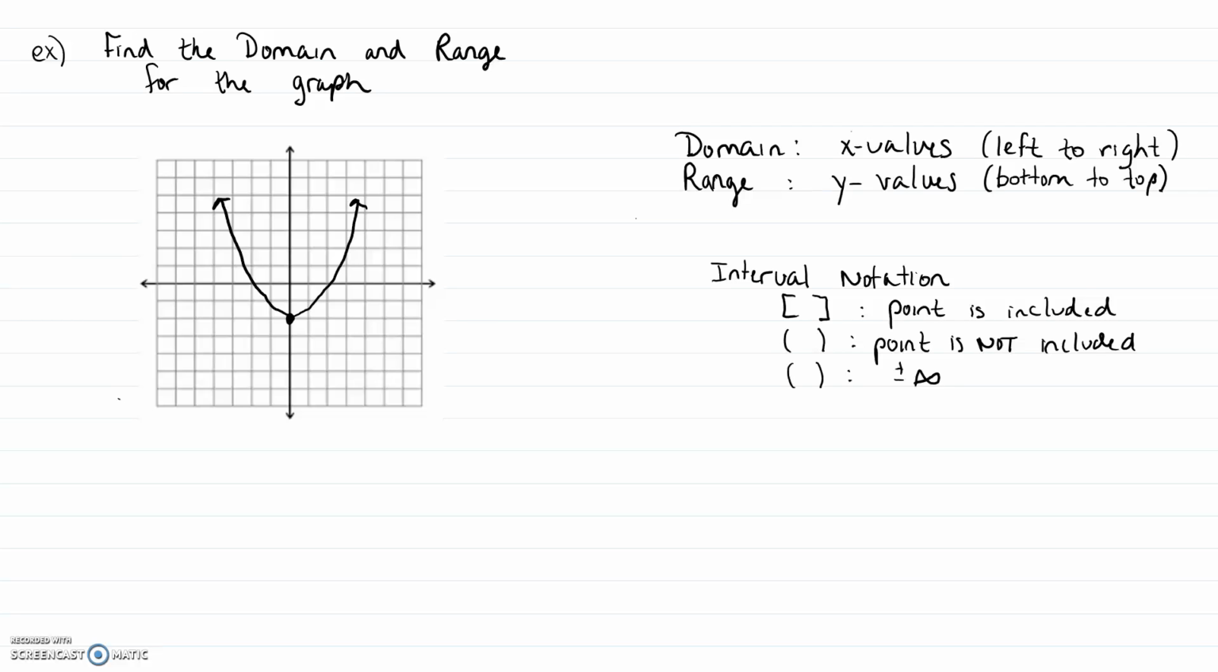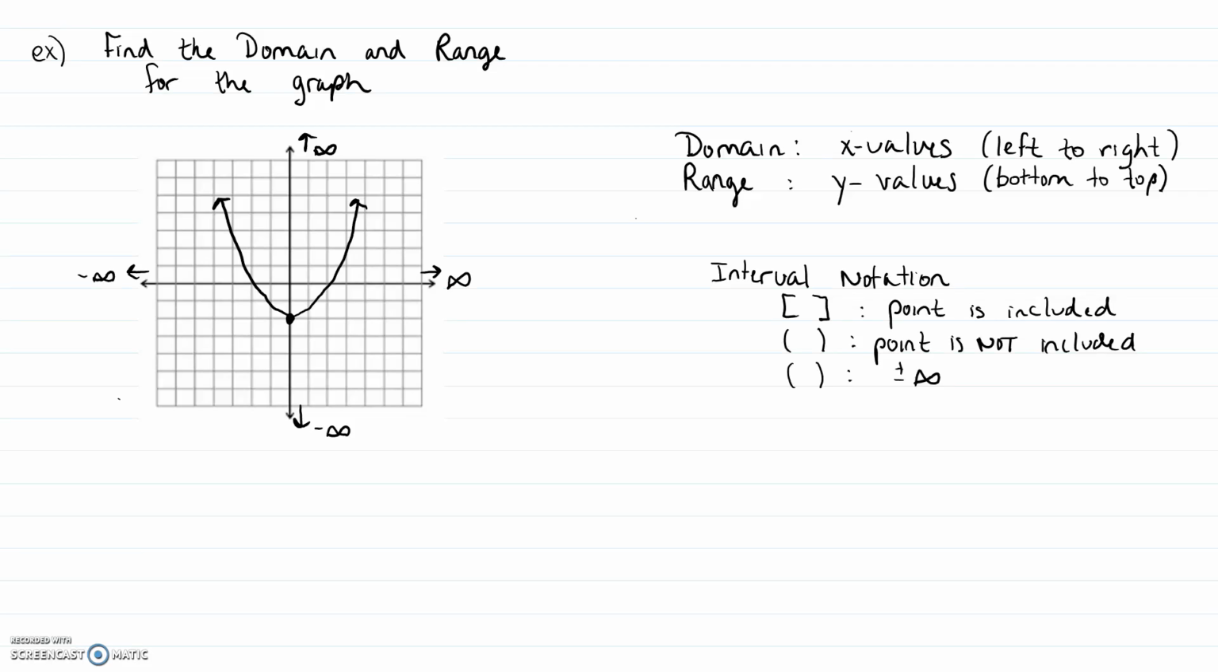So recall interval notation. If your point is included, you'll use brackets. If it's not included, you'll use parentheses. And if you have infinity, you will use parentheses as well. So a couple things first. For our graph, if it's going up, it's going toward positive infinity on the y-axis. If it's going down, it's going toward negative infinity. If it's going toward the right, that's going toward positive infinity on the x-axis. If it's going left, that's going toward negative infinity on the x-axis.